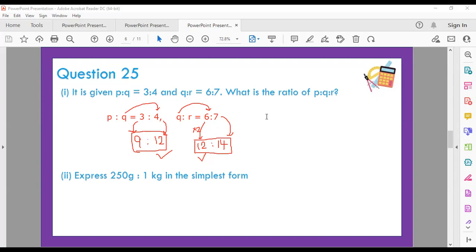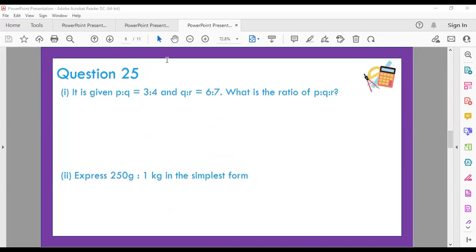Now you can combine everything and write the ratio as 9 to 12 to 14. That's how you do this. Got it? Clear? Number 25, Roman 2. Express 250 grams to 1 kilogram in the simplest form. Very simple. 250 grams, take out the unit. Now 1 kilogram is 1000 grams. Then simplify this. It just becomes 1 to 4. That's all. 1 part to 4 parts. That's it.